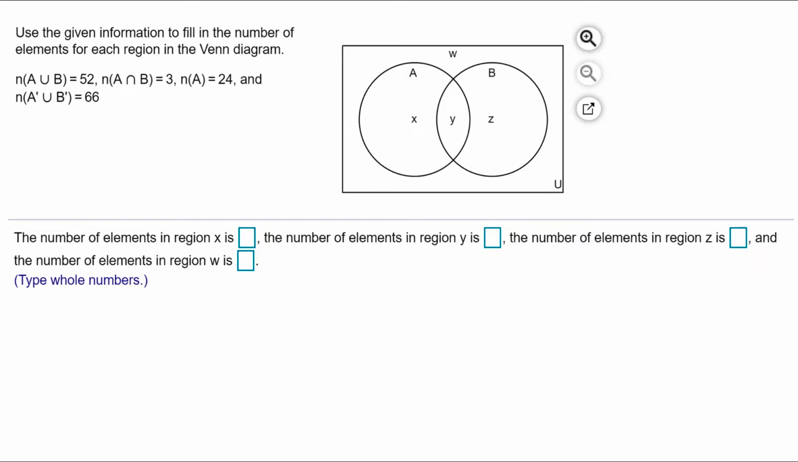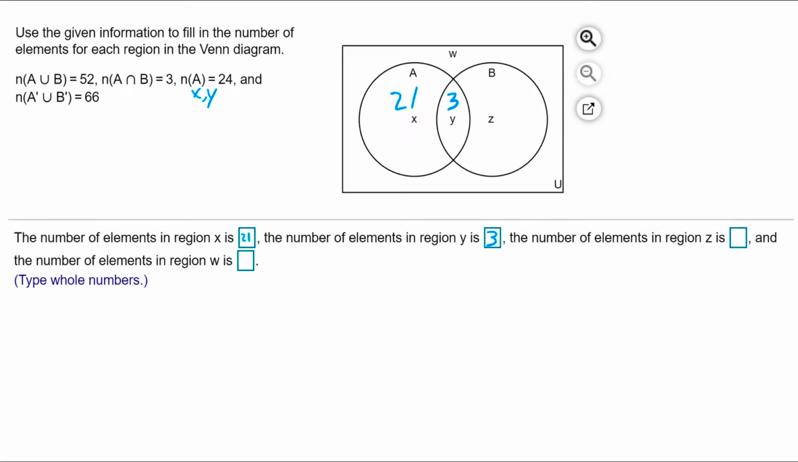So let's go ahead and label our Venn diagram. We know the intersection is 3. We always want to start in the middle, so that's going to be Y. We know Y is 3. We're told that A is 24. So A is going to be regions X and Y, and those two need to add up to 24. So region X is going to be 21.